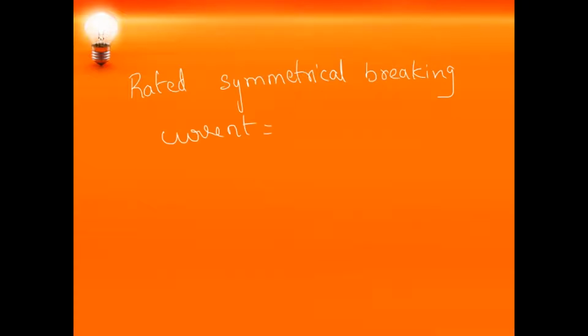So rated symmetrical breaking current is equal to, what is the rupturing capacity in MVA? It is 2000 MVA. So we'll just write 2000 divided by root 3 into the operating voltage in kilovolt. It is given 33 kV. So we write 33. Whatever answer we get will be in terms of kiloamps. If we calculate, it comes to 35 kiloamps. So this is the rated symmetrical breaking current.